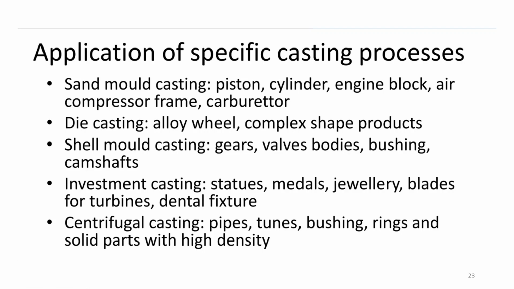Next up, specific casting processes. In case of sand mold casting, your mold will be made using sand. In this case your piston, cylinder, engine block, air compressor frame, carburetor, all these are made using sand molding. Die casting, in this case your mold will be made using dies. Dies can be made of some metals. So in this case your cooling of the material will be very fast. So alloy wheels, complex shape products, these are made using die casting.